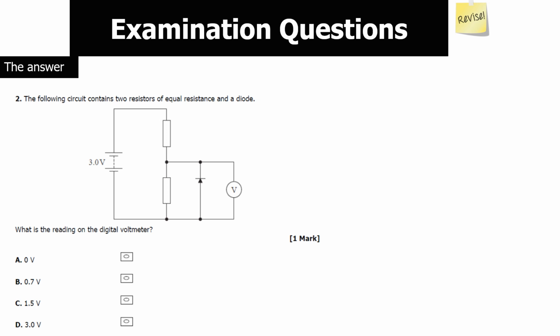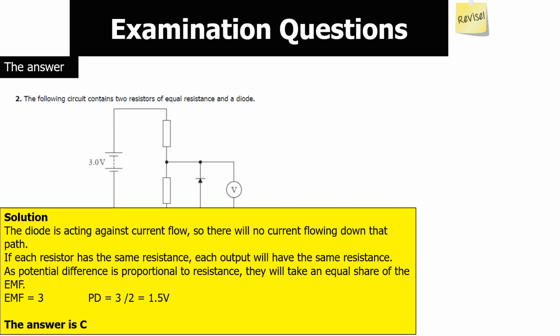Well, our answer here is going to be C, because firstly the diode is acting against current flow, so there'll be no current flowing down that path. So therefore, if each resistor has the same resistance, each output will have the same resistance. So as a result, as the potential difference is proportional to resistance in a potential divider circuit, they'll take an equal share of the EMF. Now if the EMF is 3 volts as stated in the question, and there's two outputs taking it equally, it's 3 over 2, which is 1.5 volts.